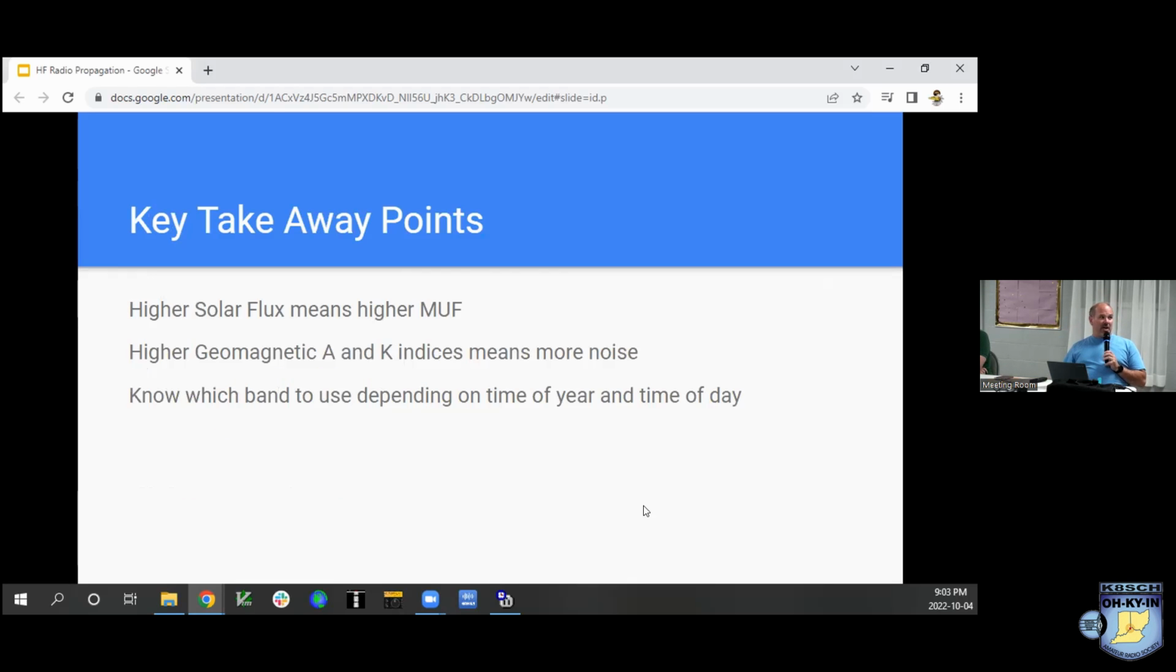So here are my key takeaway points. Higher solar flux means a higher MUF on your path. Higher geomagnetic A and K indices means more noise. And then know which band you're using depending on the time of year and time of day. Certain bands just are going to be closed. One of the things I didn't mention was that this happens a lot with 160 meters. You actually get the LUF higher than the MUF. You get this weird inversion. That just means the band is closed. There's just no way you can do it.